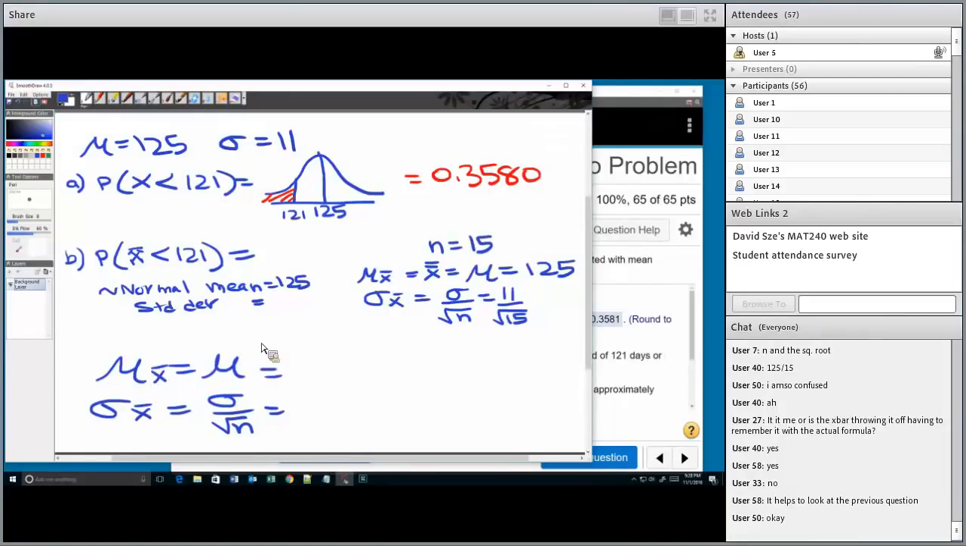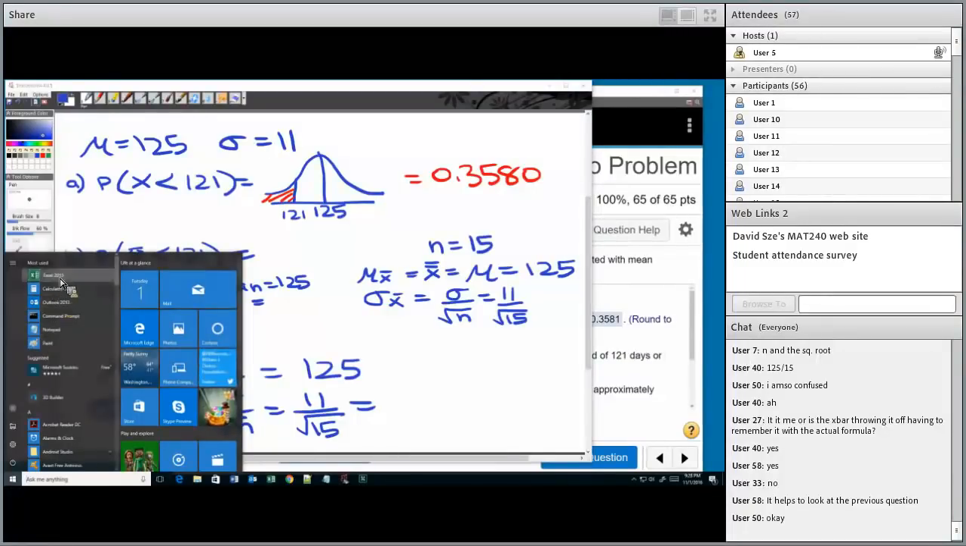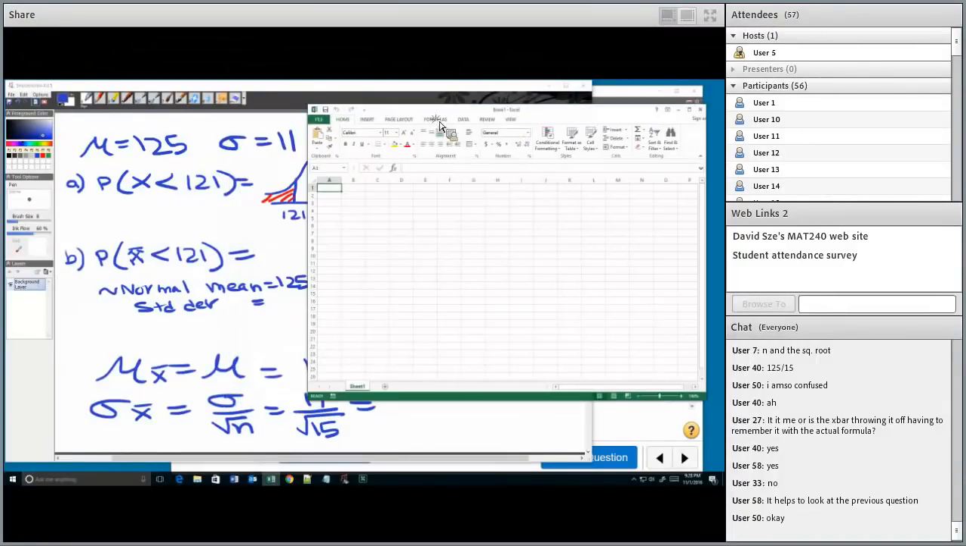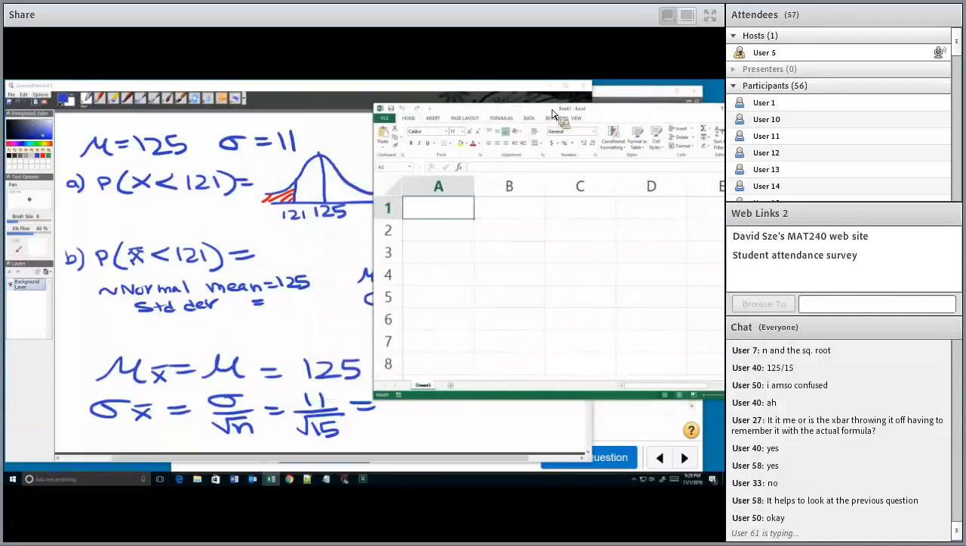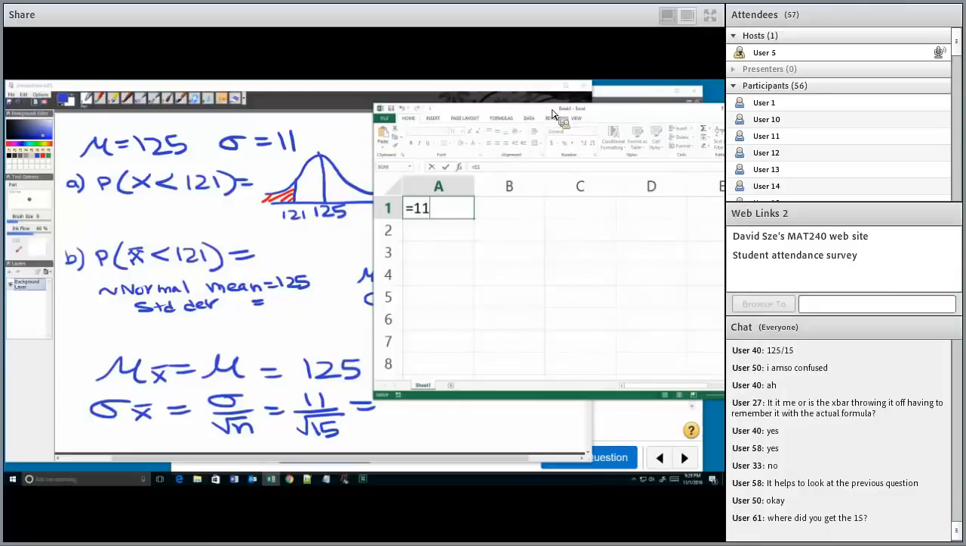Mu X bar is simply just mu, which is given as 125. And sigma X bar is simply equal to original sigma divided by square root of n. Original sigma is given as 11, and n is given as 15, right? And so you get the two answers. This you have to calculate, so let's calculate it. I'm going to do it in Excel because it's easier. So the way I calculate 11 over square root of 15 is I say equal 11 divided by square root of 15.